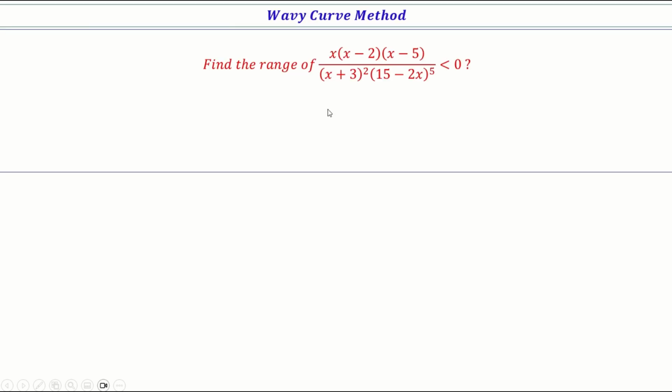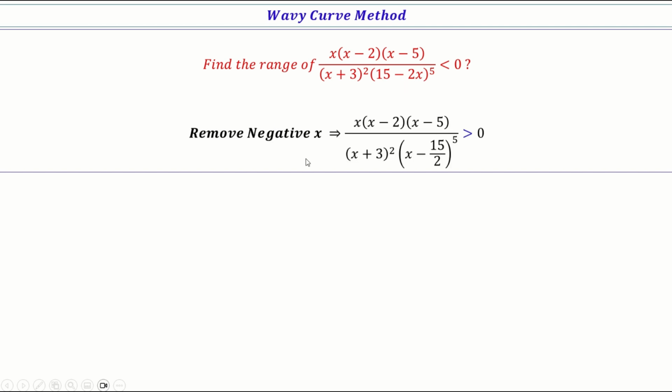Now here, find the range of x into (x minus 2) into (x minus 5), divided by (x plus 3) whole square into (15 minus 2x) to the power of 5, less than 0. I choose this example because here you have something different, correct? It is 15 minus 2x. It is not always starting with x, and it is 2x, not x. So what should you do in this?